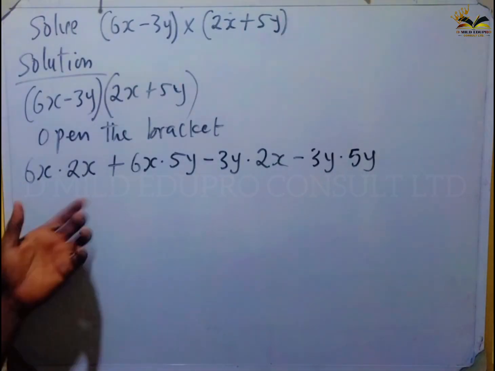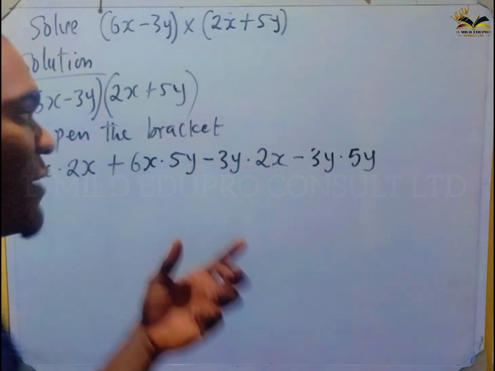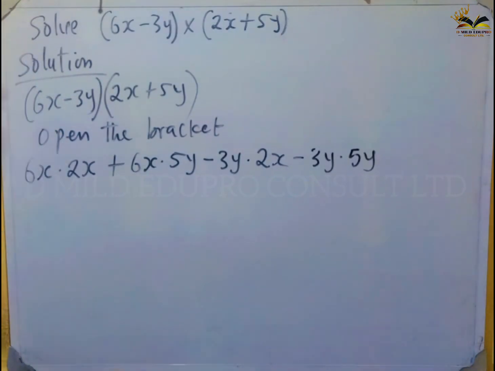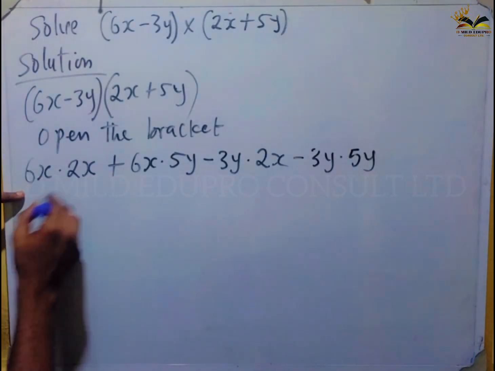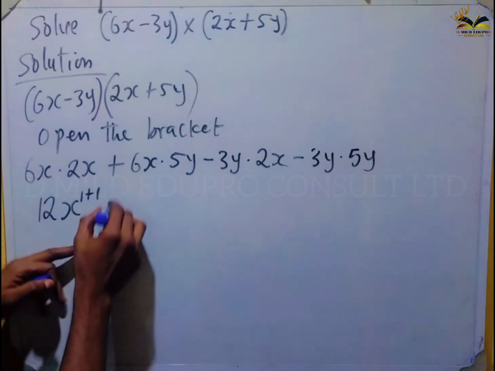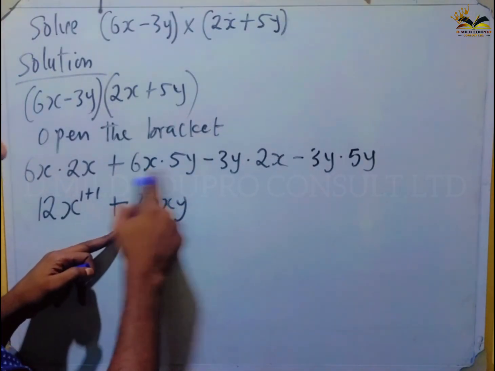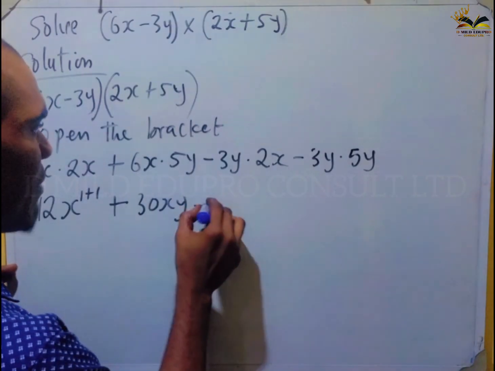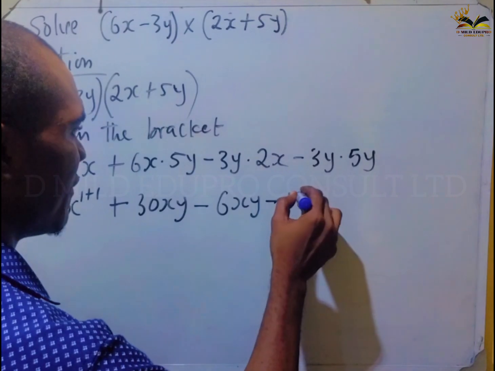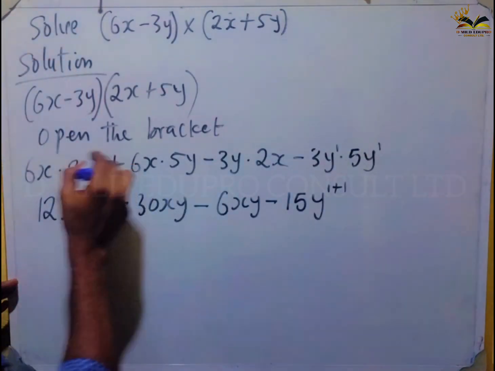Now the difference between multiplication and addition and subtraction is that in multiplication, the two variables, even if they are different, can multiply each other. For addition, you can't add two different variables together. So this times this, we have 12x^2. The bases are the same, you pick one, then you add the power. Plus you have this times this, you have 30xy. The x and y will multiply, you have xy. Then minus this times this, you have 6xy. Then minus this times this, you have 15y, 1 plus 1. The bases are the same, you add the power. We have power of 1, power of 1.